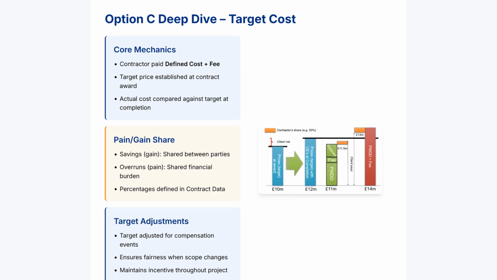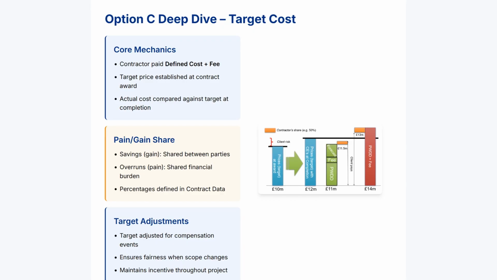Option C is one of the most widely used NEC4 contract options, especially for complex or high-risk projects. It operates on a target cost principle with three fundamental components. First, the payment mechanism. The contractor is paid their actual defined cost, as defined in the contract, plus a fee percentage covering overheads and profit.